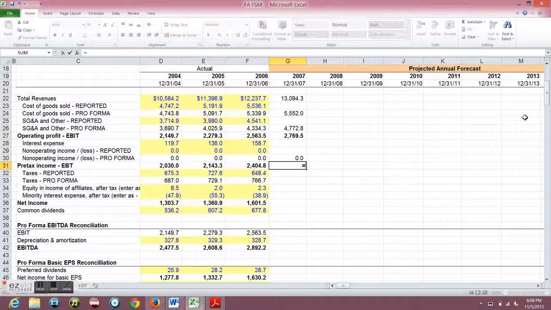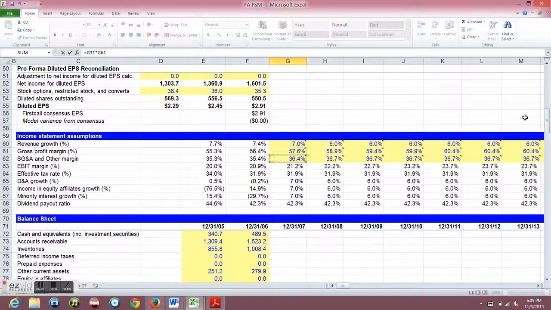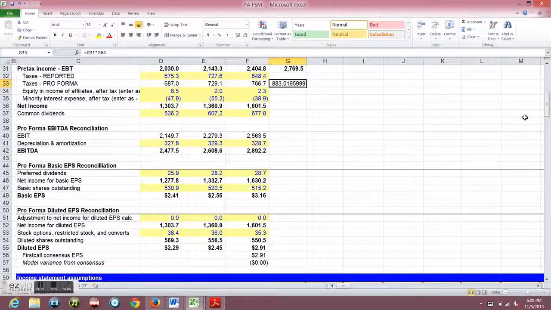Okay, so our pre-tax EBIT or EBT is going to be our operating profit minus our interest plus our non-operating income. And there you go. And then our taxes is going to be our pre-tax multiplied by our tax effective rate, which is going to be 31.09%. That is our tax. As you can see, it's a big number.